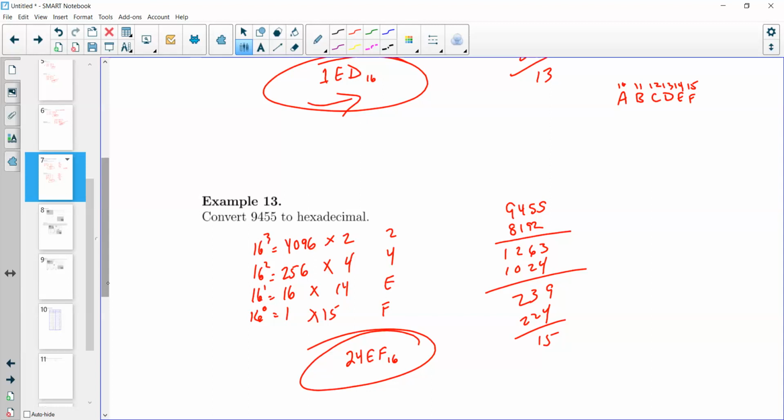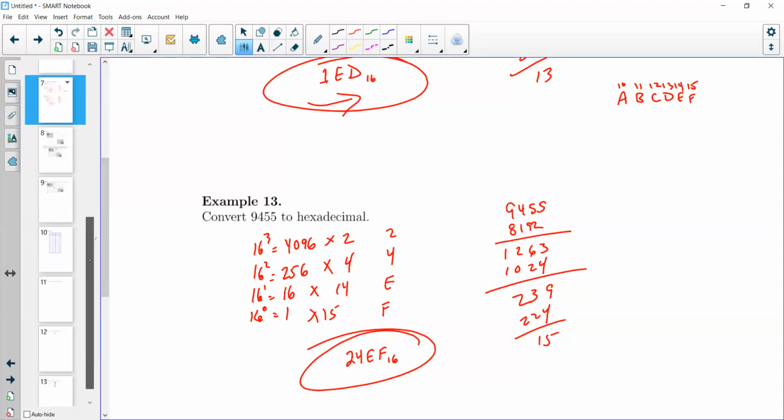So any questions about changing base? Going from one base to the other and back the other way. If the base is anything other than 10, make sure you put it down there so I know. And now we'll get to the fun stuff.